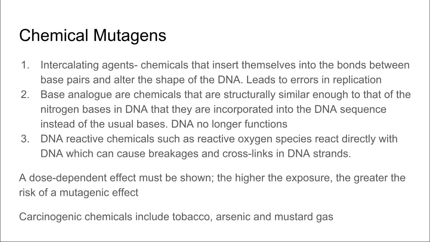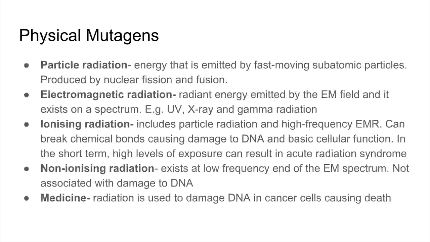So the higher the exposure to these chemical mutagens, the greater the risk of the mutagenic effect. A chemical mutagen can also be a carcinogenic chemical, which are things like tobacco, arsenic, and mustard gas, which can also affect the structure of our DNA.